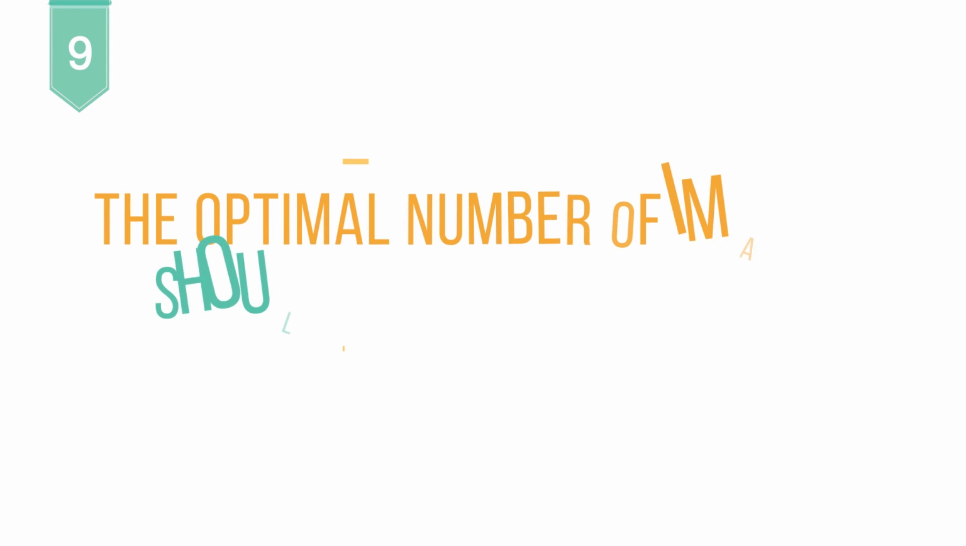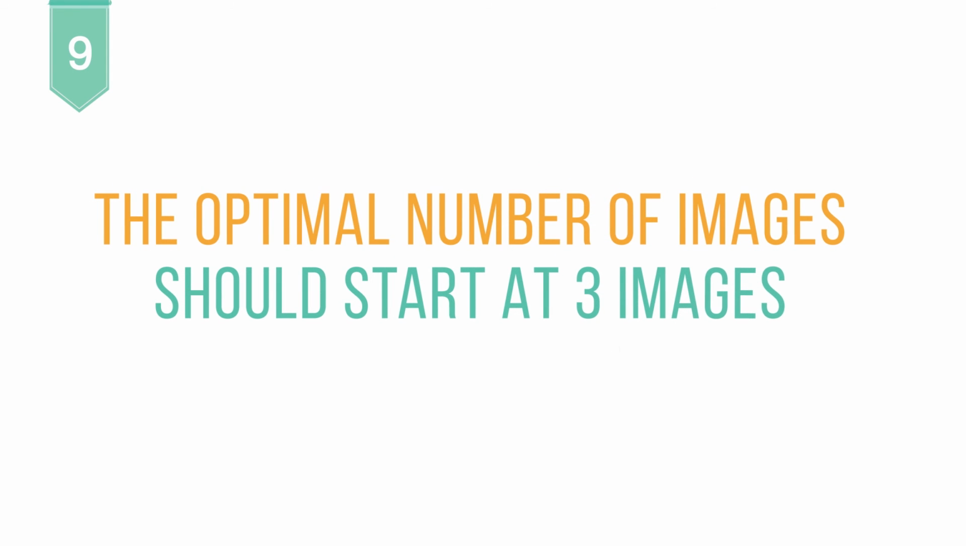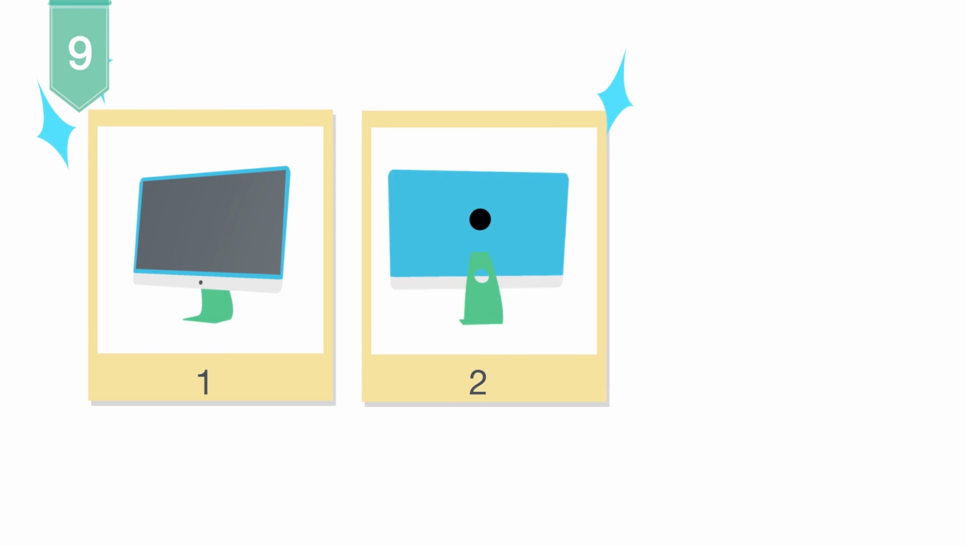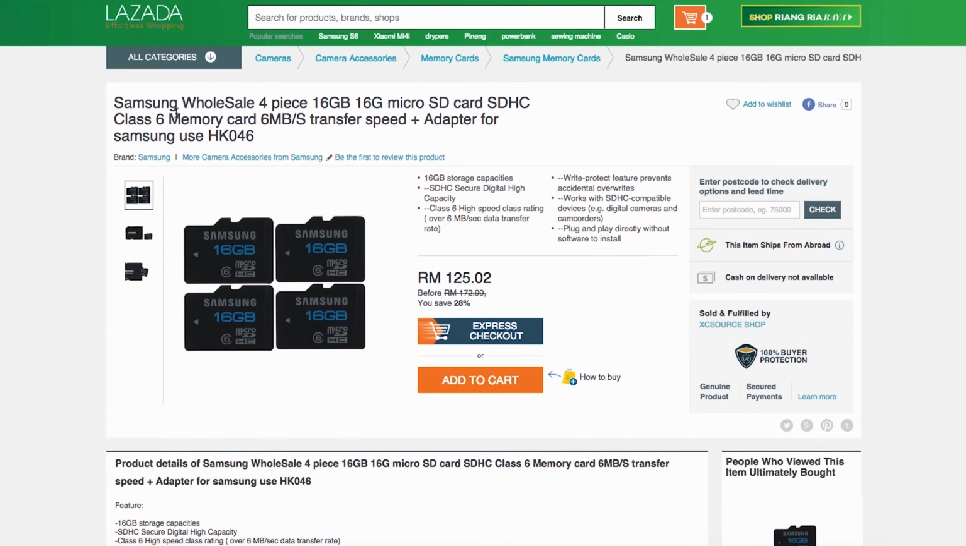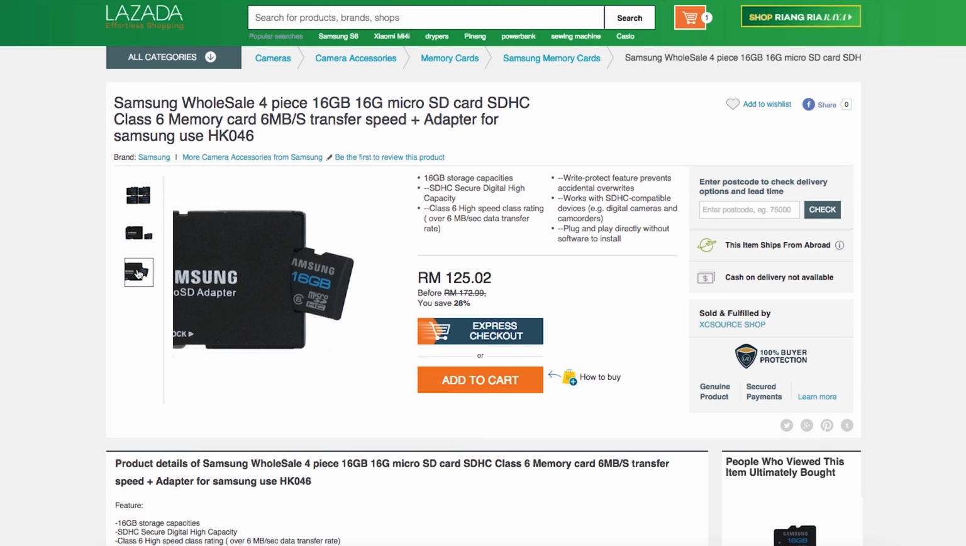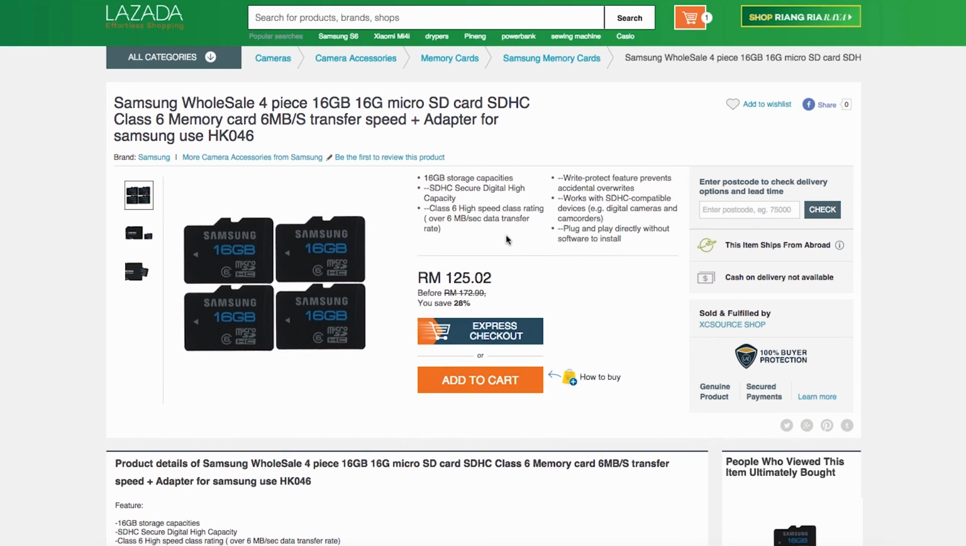Finally, one last tip. The optimal number of images should start at 3 images, including: first image should show the front of the product. The product can be slightly oriented on the side up to 45 degrees, back view, and side view. If you are selling bundled products, make sure that all the products are arranged nicely in the image.